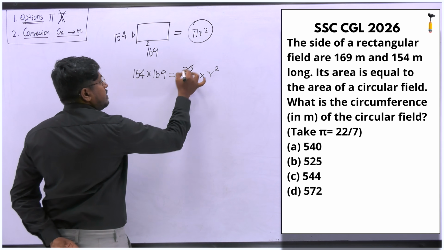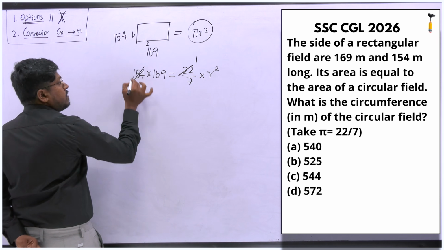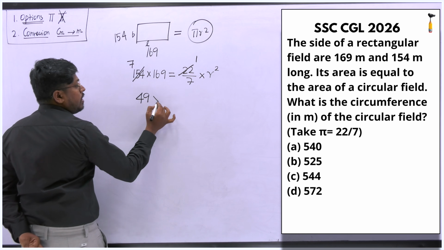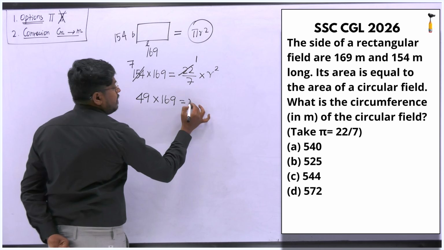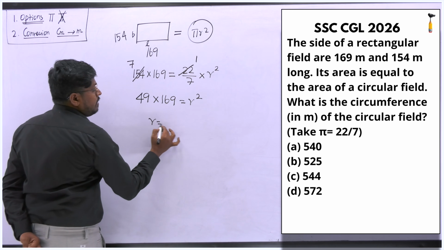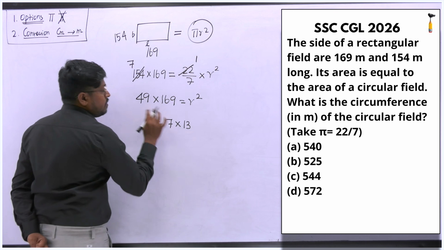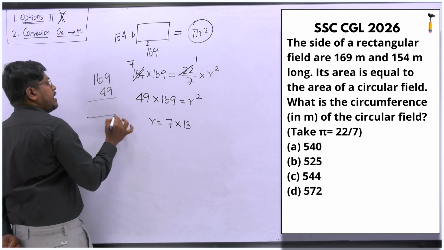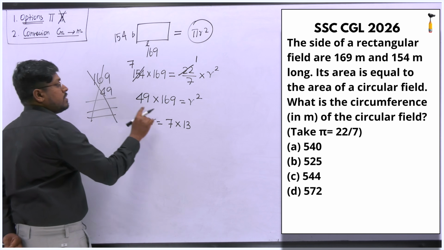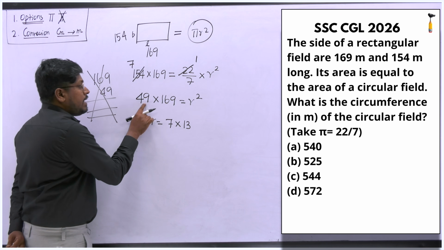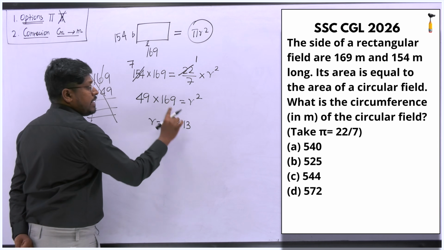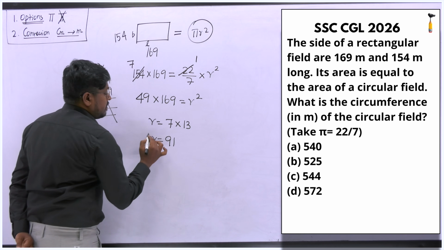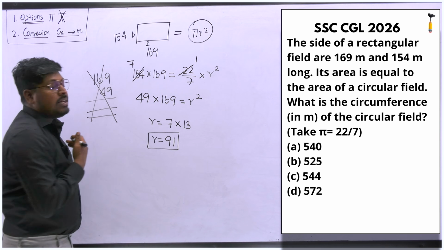So I think we can cancel this 1 times, this will be 7 times. So 7 into 7 will be 49. 49 into 169 is equal to r square. So r will be 7 into 13. So friends, you don't want to multiply like this. Don't do it. 169 times 49 gives a 5 or 6 digit number, don't do this, because we can take the square root separately. The square root of 49 will be 7, the square root of 169 will be 13. So 7 into 13 will be 91. So finally we got the radius, which equals 91.